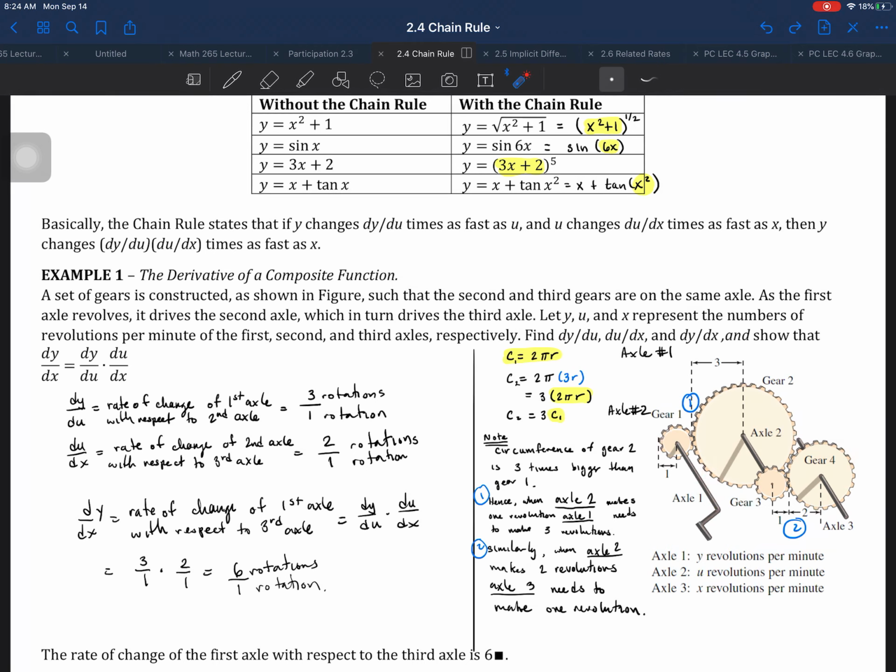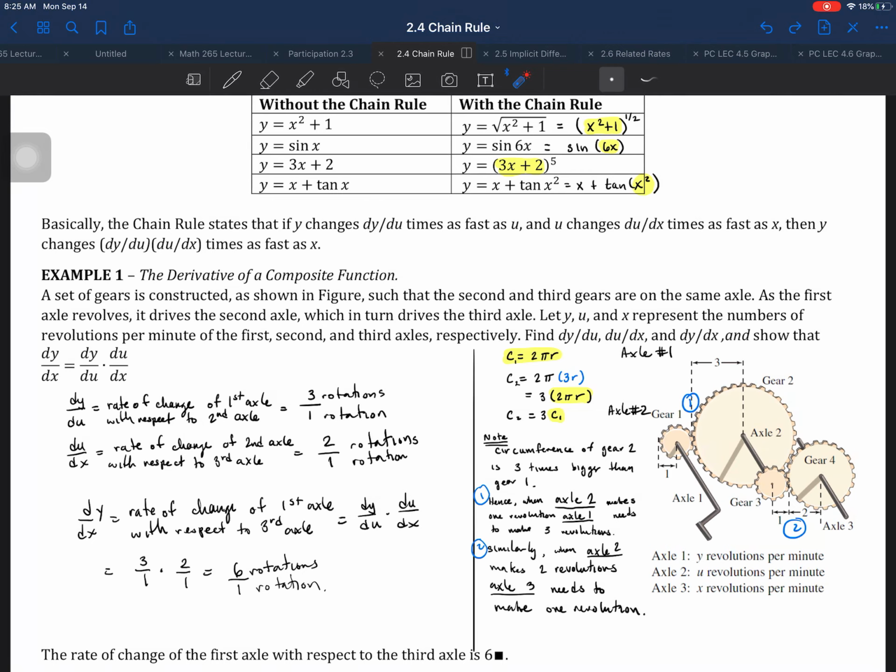So let y, u, and x represent the numbers of revolutions per minute of the first, second, and third axle, respectively. Find dy/du, du/dx, and dy/dx as shown. They're already giving us a few things, right? They're saying that on the first axle, we have the first gear, and this is going to be moved, and we can measure the movement of this gear by revolution, meaning it takes one whole revolution to rotate this whole axle.